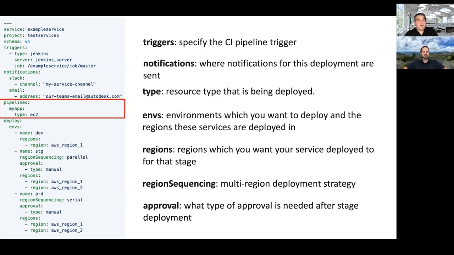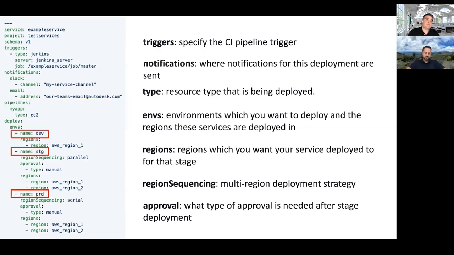Type. This is important. We have a reference pipeline template for each runtime. So there's an ADF interface and a pipeline template for front-end applications, EC2 applications, ECS container applications, and Lambda serverless applications. So you specify the environments in which you want your service deployed.